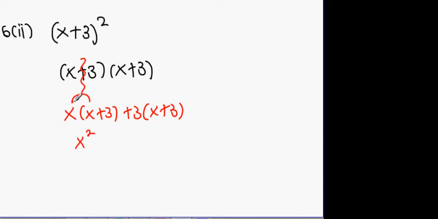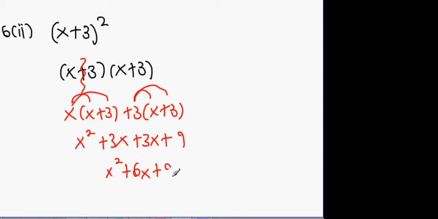X squared. 3x and 3 multiplied by x, plus 9. Okay. Then what? X squared plus 6x plus 9. Perfect. Okay. Are we happy with that?